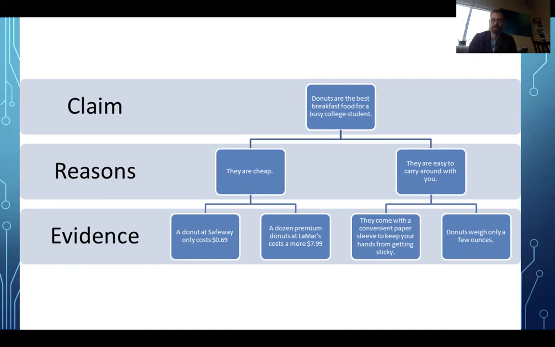But then they might say, how do we know they're cheap? And so that's why you need evidence. Your reason supports your thesis or your claim, but if you don't back it up with evidence from credible sources, then how do we know that it's true? The reason. So you say they're cheap, and you say, okay, I can prove that they're cheap. At Safeway, here's what they cost. Here's what they cost at Lamar's. That evidence backs up the reason, which proves the thesis. So you make a claim for your paper that's specific and clear, and then you have reasons, which are usually because statements. This is true because this and this. And then you have evidence which backs up those reasons.